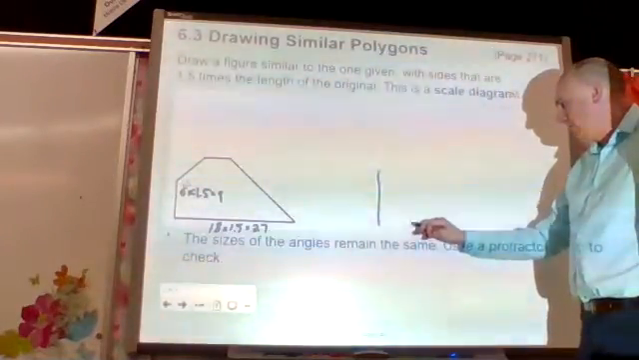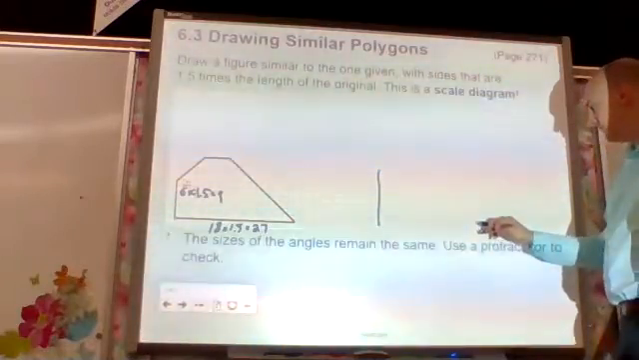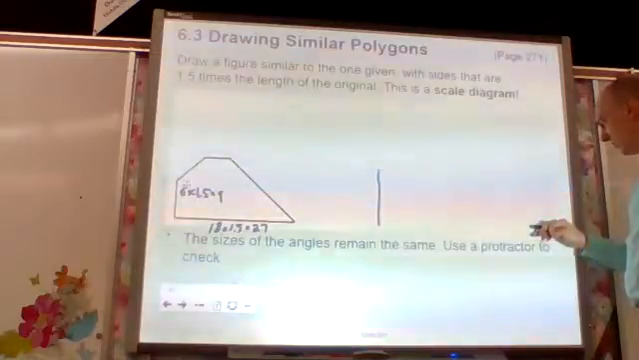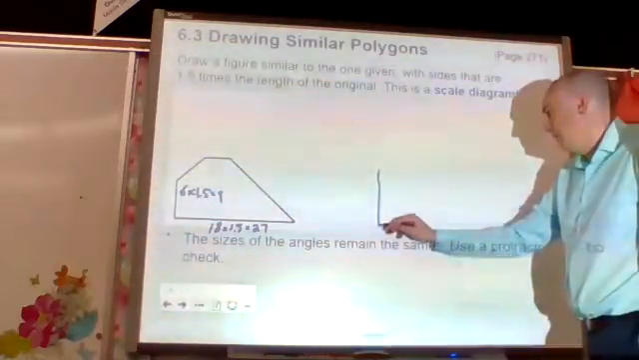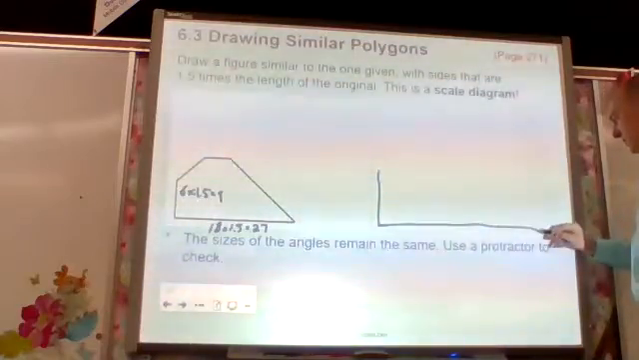1, 2, 3, 4, 5, 6, 7, 8, 9, 10, 11, 12, 13, 14, 15, 16, 17, 18, 19, 20, 21, 22, 23, 24, 25, 26, 27. So it's going to end here. And I'm sure you guys will all use a straight edge to do this.